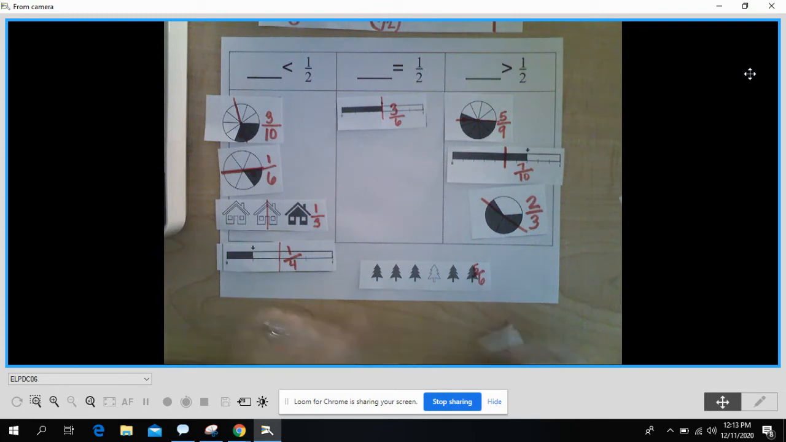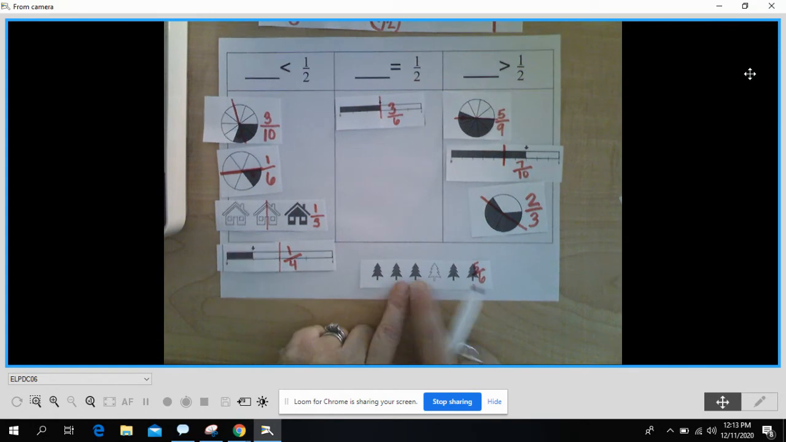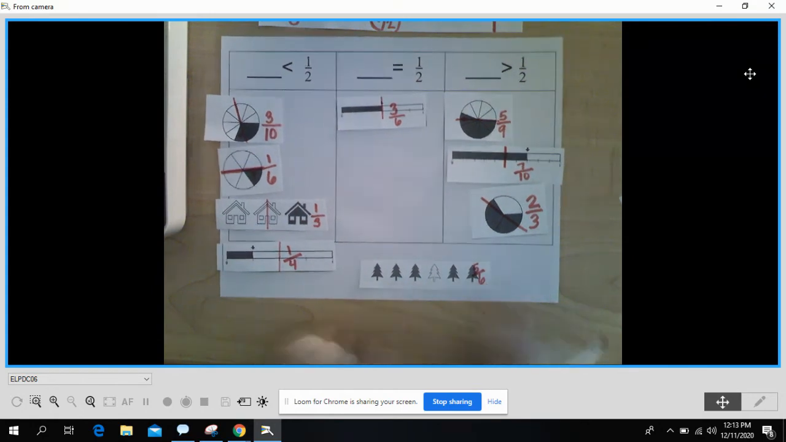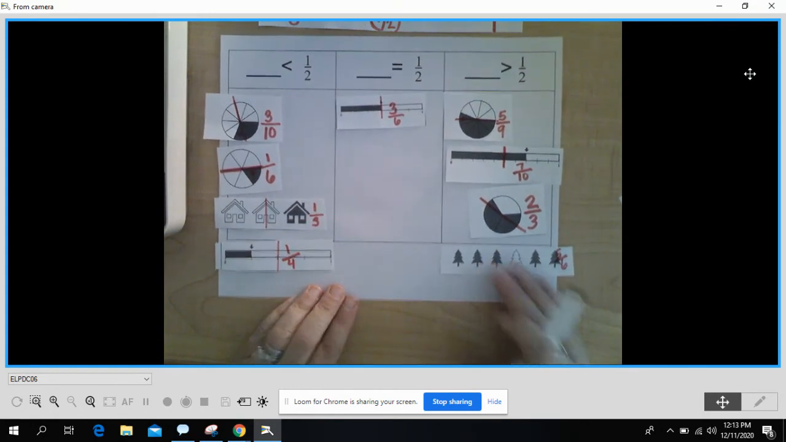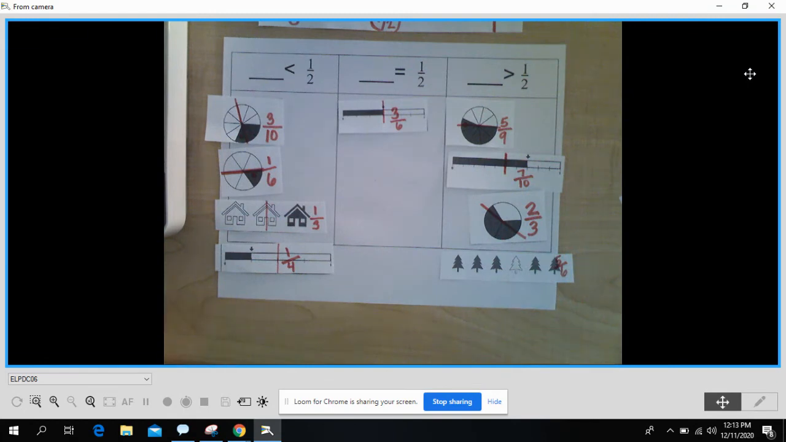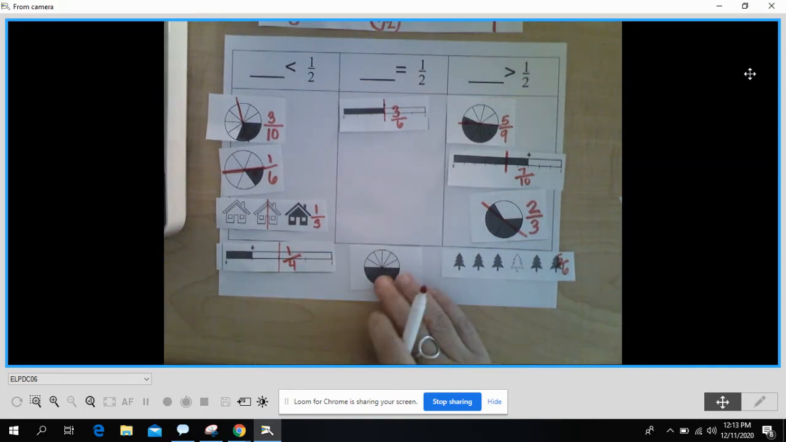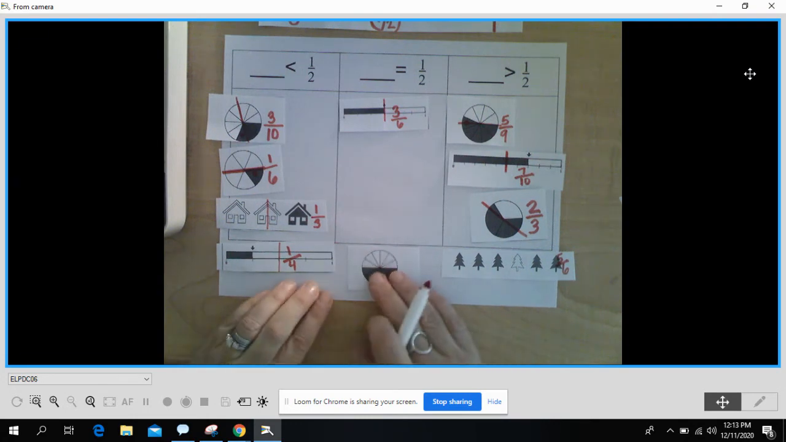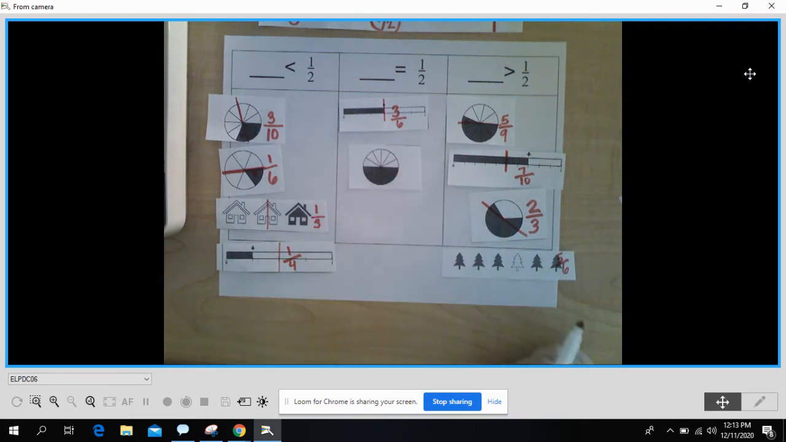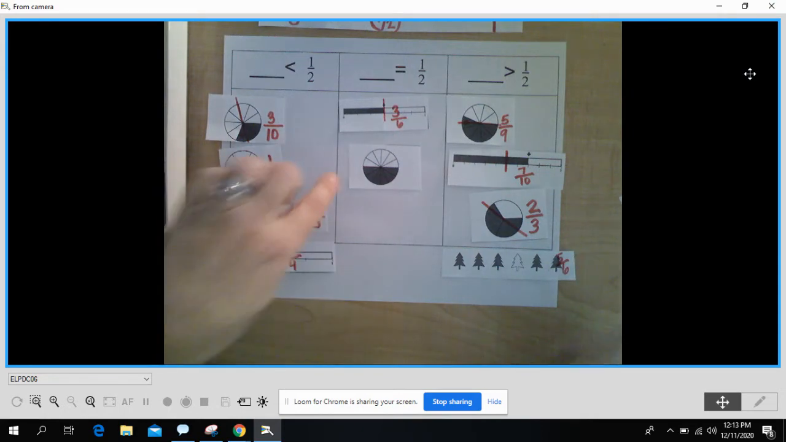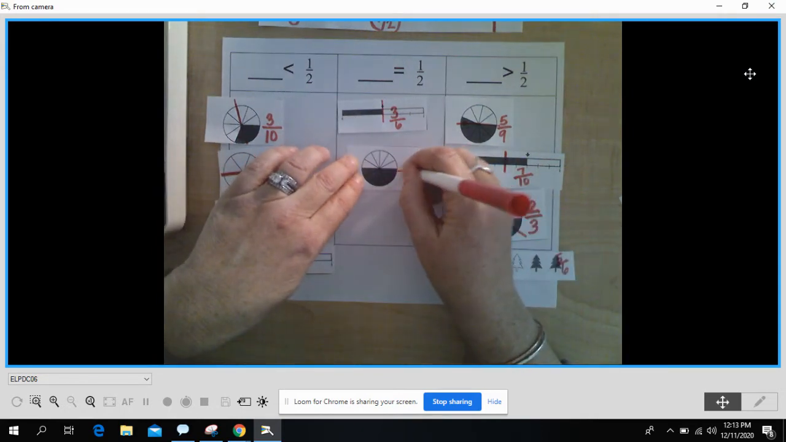Is 5/6 less than a half? Is it half of the trees, or is it greater than half? You're right. It is more than half of the trees. That's what's shaded. Let's do a couple more. Let's do 2 more. What about this? Can you see right away where this one should belong? I should just slide it up right there, shouldn't I? Can you see that half of the circle is shaded? Half of this area model? But let's see what the fraction is.